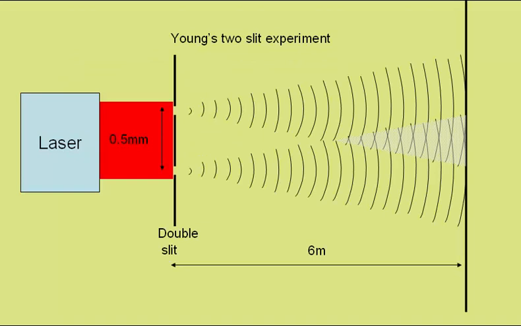Here Young's two-slit experiment is being done with light. A coherent light source, in this case a laser, shone onto two slits. The light as a wave travels out from the slits, and where the two waves meet here we get constructive and destructive interference. We'll look more at what we find in a minute.